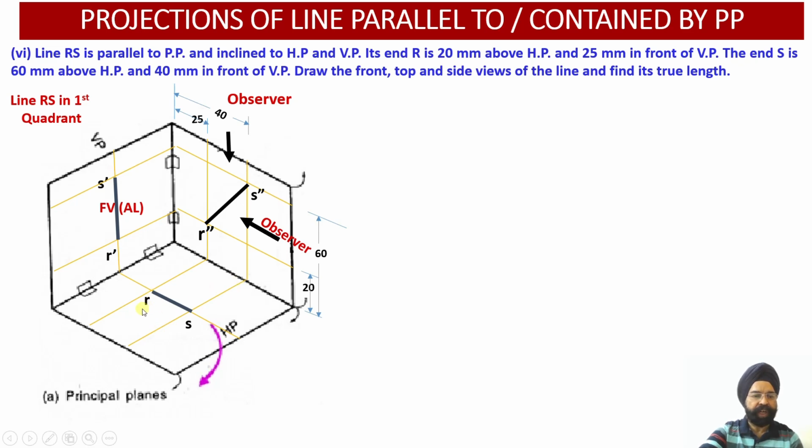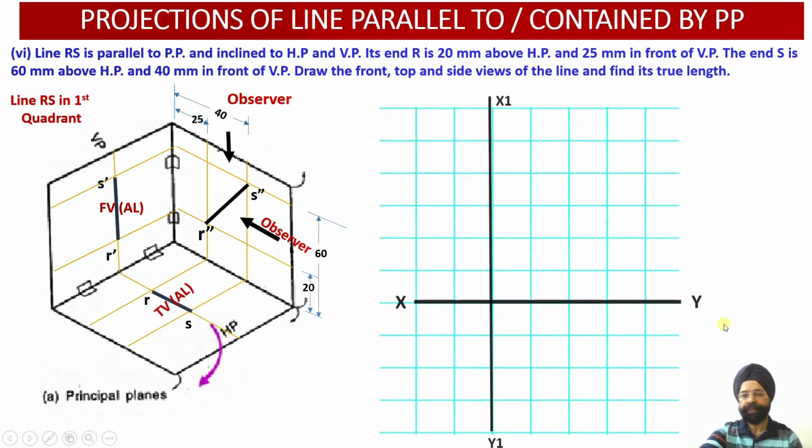Point R will be located here, point S. Otherwise, you could have shown it over here. R could have been located here, S could have been located here. Now, once you locate R dash, S dash, R and S over here, I need to rotate this horizontal plane over here and the vertical plane like this so that I can show front view, top view and side view on the same plane. So let us do that.